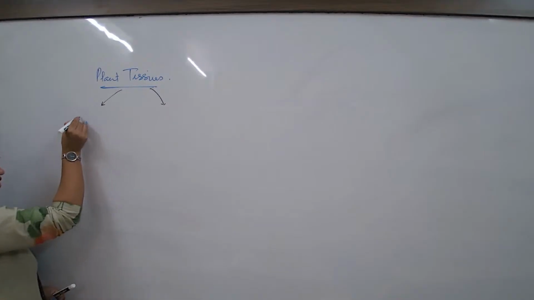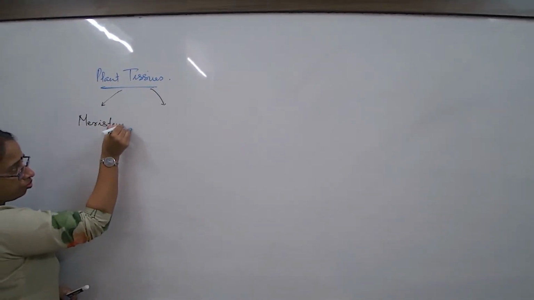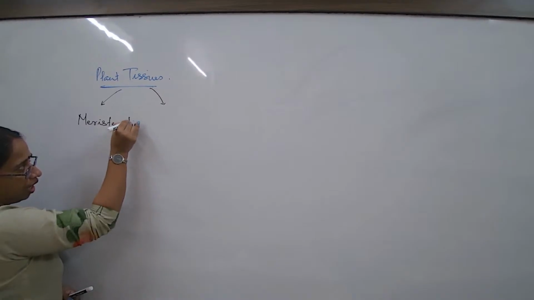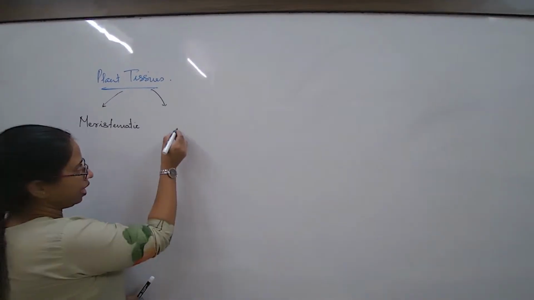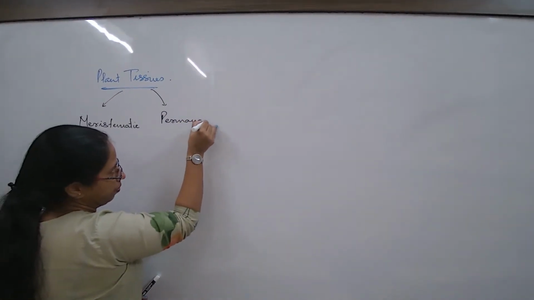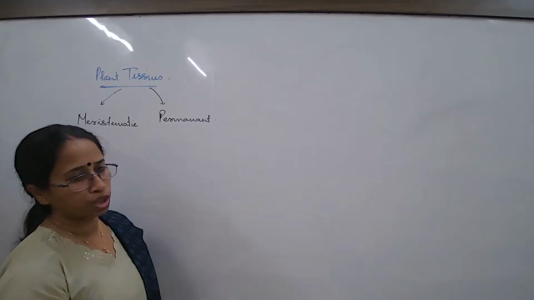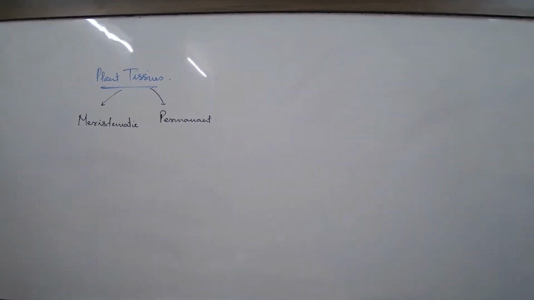The 2 main categories we are going to write would be meristematic. Both of you will write on this flow chart. As I write down, you will have to write. Meristematic, and what about the other side? Permanent. So what are the 2 broad groups of plant tissues? The 2 broad groups of plant tissues are meristematic tissues and permanent tissues.